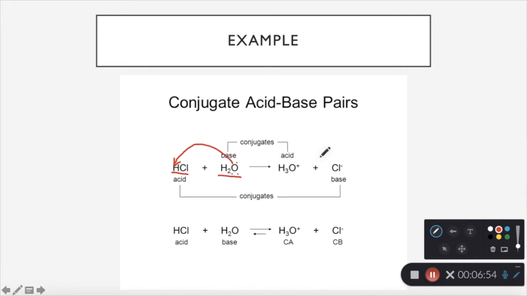So another way you can think about it is if you were to reverse this entire equation and you're reacting H3O with chlorine, the H3O would be the proton donator and chlorine would be the proton acceptor. And so that's why this is going to be the conjugate acid and this is going to be the conjugate base.